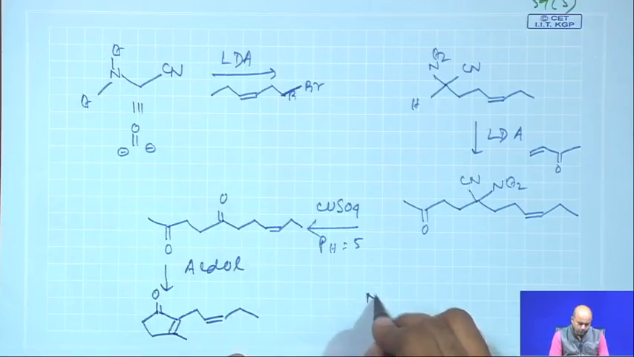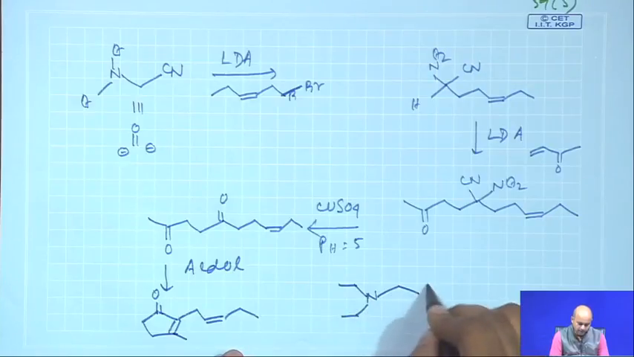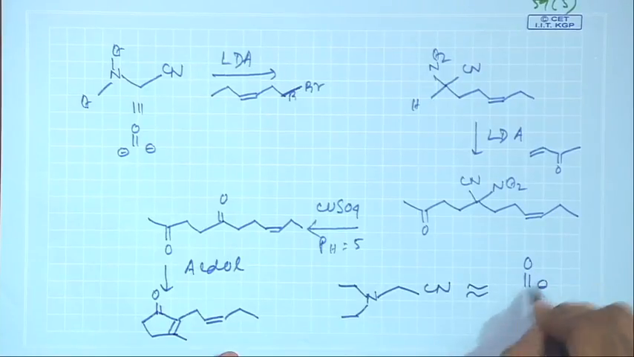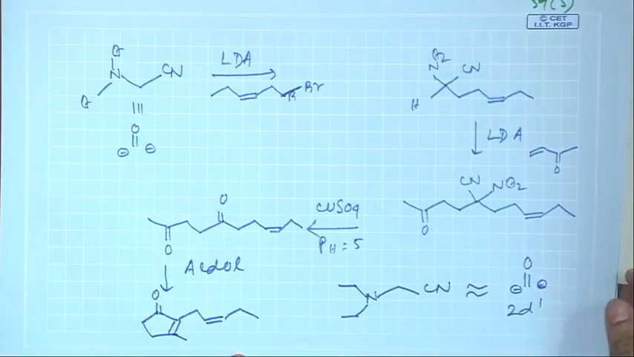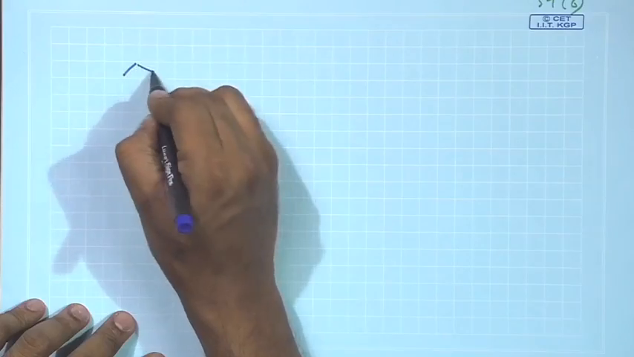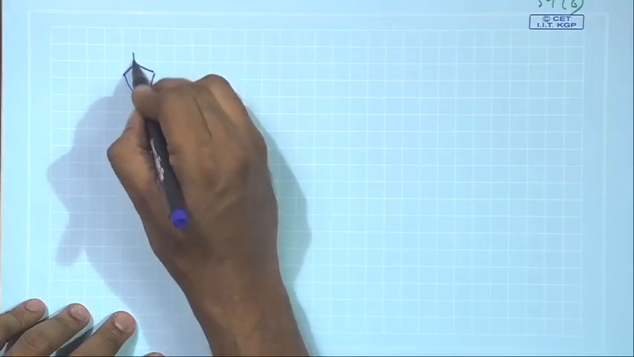So, what we now formulate in this entire synthesis is that a diethyl aminonitrile can be visualized as a 2D1 species. This is a very unique reaction to convert the synthesis. Now, the same compound, this particular Jasmine, the cis Jasmine.